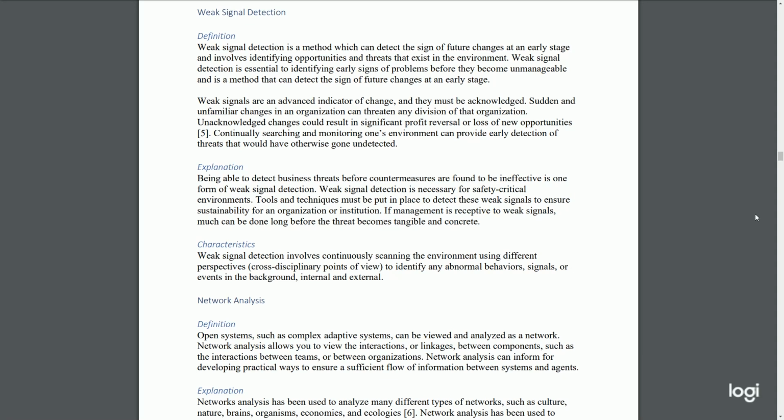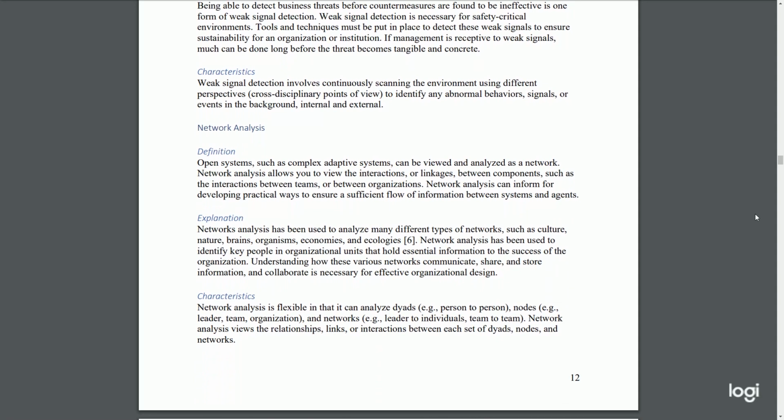Network analysis can inform developing practical ways to ensure a sufficient flow of information between systems and agents. Explanation. Network analysis has been used to analyze many different types of networks, such as culture, nature, brains, organisms, economics, and ecologies. Network analysis has been used to identify key people in organizational units that hold essential information to the success of the organization. Understanding how these various networks communicate, share, and store information, and collaborate is necessary for effective organizational design.